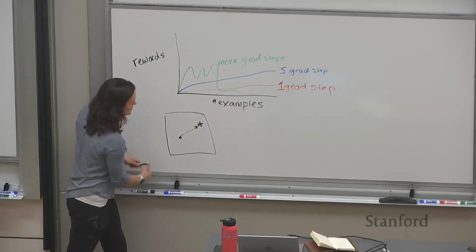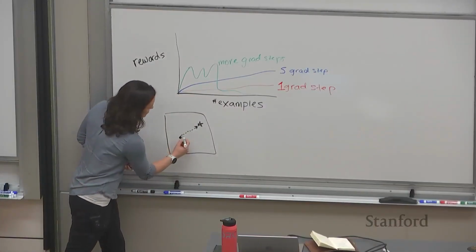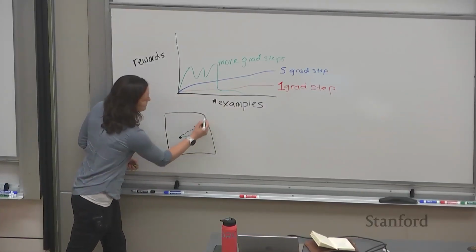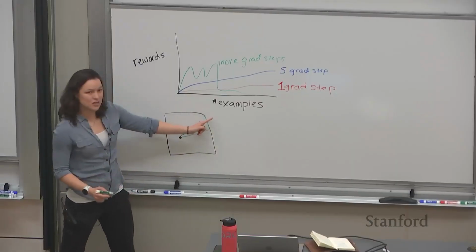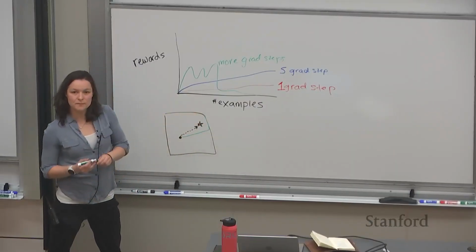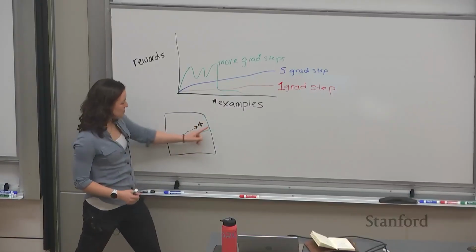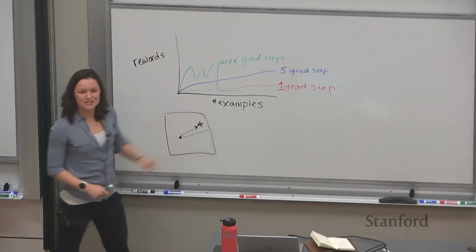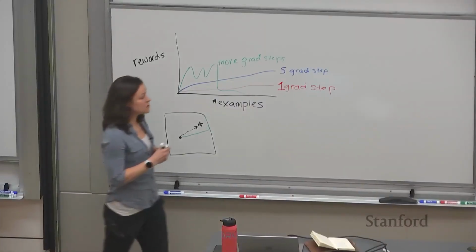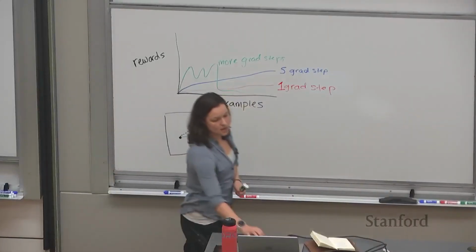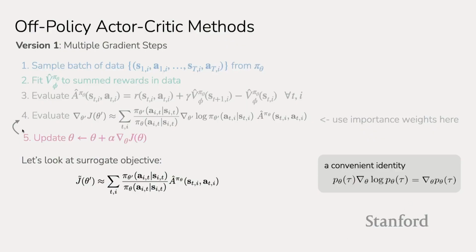Then what the overfit policy might do is take a straight line here and keep on trying to go roughly in this direction and then end up in the corner, because it's overfit to one batch of data that told it to go this way, but didn't figure out that it needs to stop. Yeah, exactly. So this is 5 gradient steps, 5 loops of this, before you then collect a new batch of data and then refit your value function.